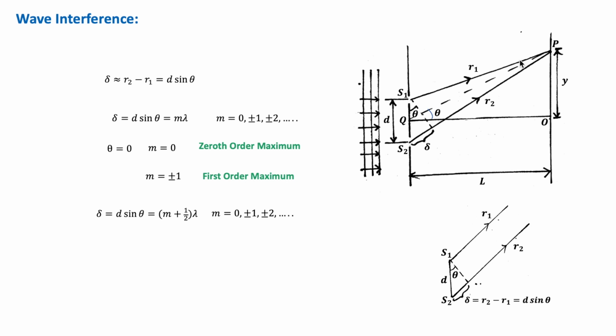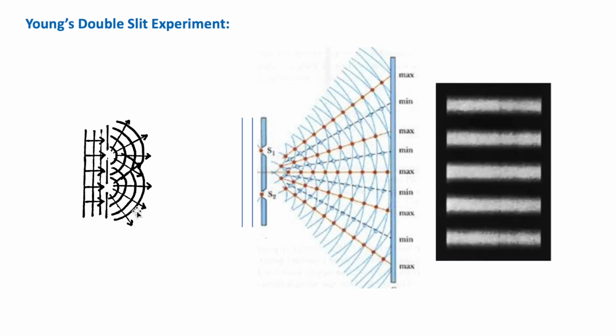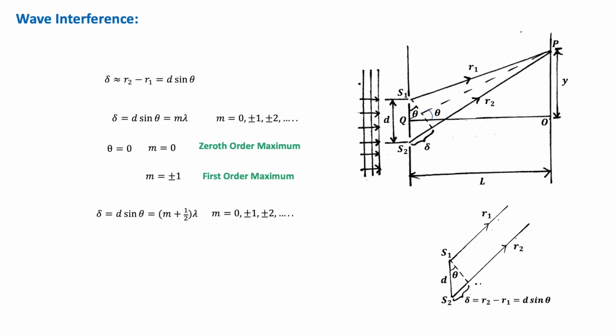Okay, so suppose that the source is monochromatic, consisting of a single wavelength, then the waves emerging from S1 and S2 will have the same wavelength and amplitude and are in phase, like this, okay? So the light intensity at P is the result of the superposition of the light coming from the two slits.